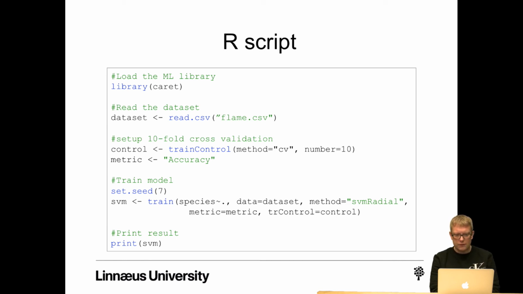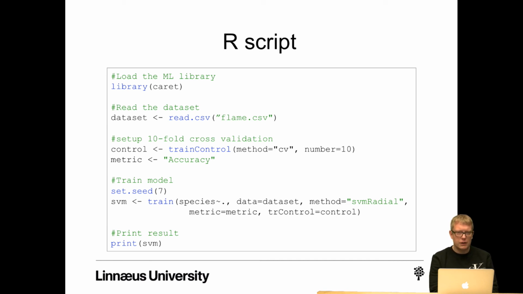So the control is CV, and we use 10 folds, and the metric we want to use is accuracy. And then we train the model. We set a seed to the randomizer, and we train the model into the variable svm, and we define the class we want to categorize. It should be class here. Actually, species is not right, I forgot to change it. And we specify the dataset. And the method is svmRadial.